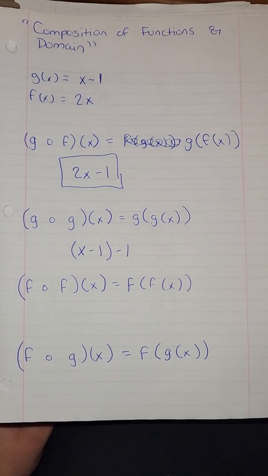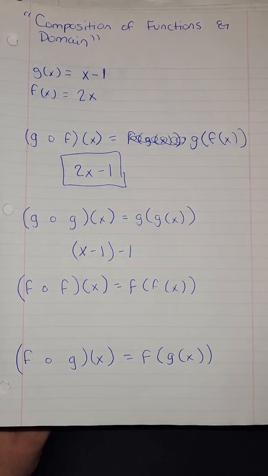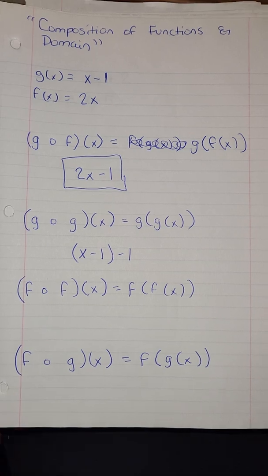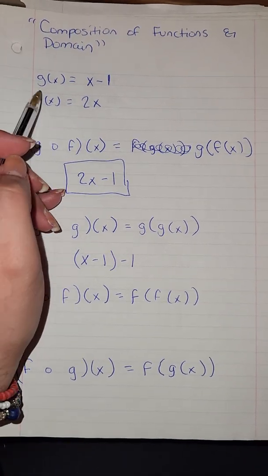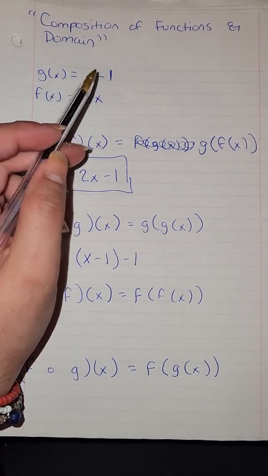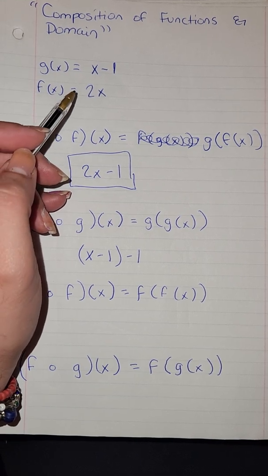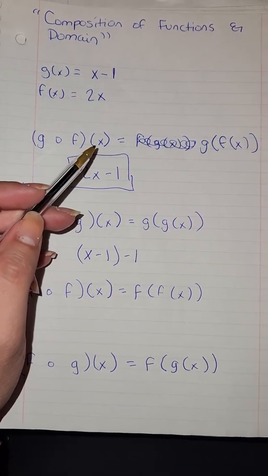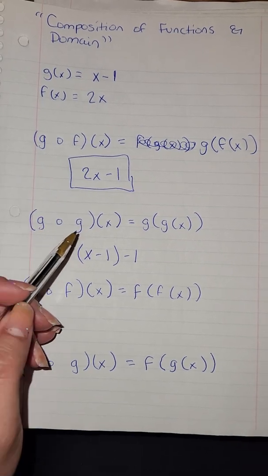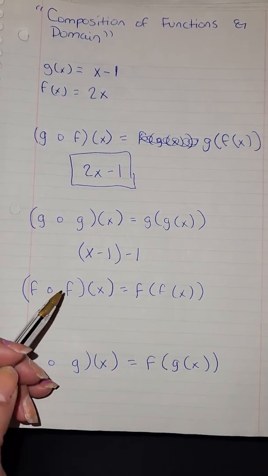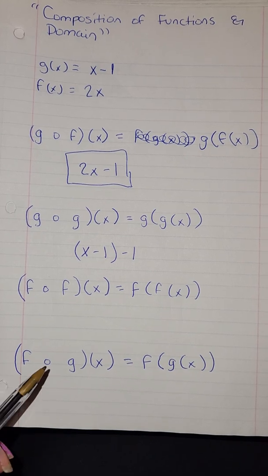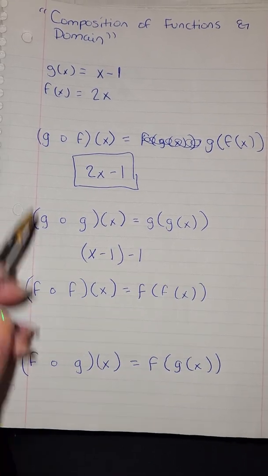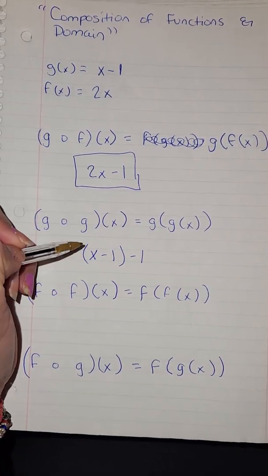Hello, today I'll be explaining to you guys how to solve for composition of functions and domain. I have two equations here. I have g of x, which equals x minus 1, and f of x, which equals 2x. And we want to solve for g of f of x, g of x, f of x, and f of g of x.